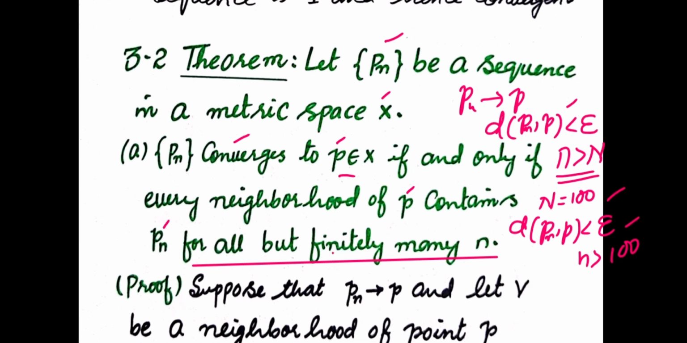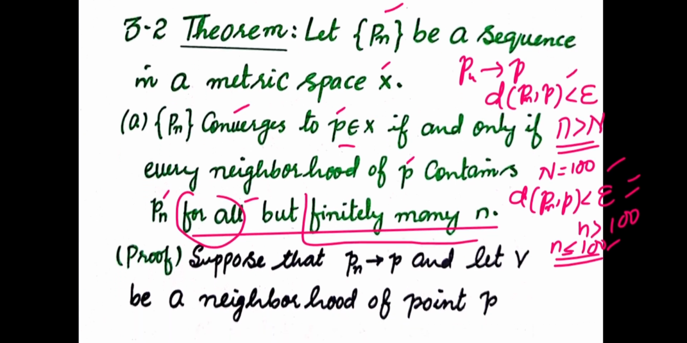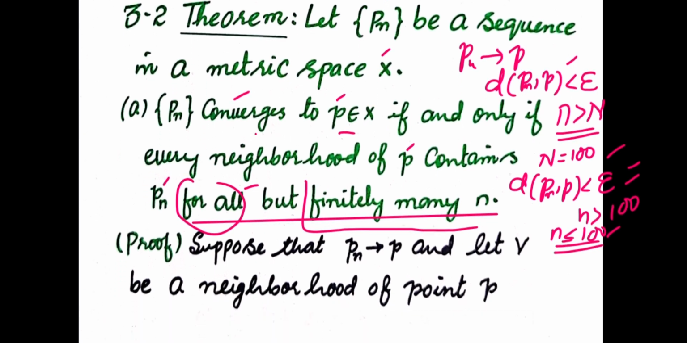It means this inequality holds for all but finitely many n. This inequality does not hold when your n is less than or equal to 100. These are the finitely many n's for which this inequality does not hold. But this inequality holds for all n beyond this N. So in the first part, we have to show P_n converges to P if and only if every neighborhood of P contains P_n.